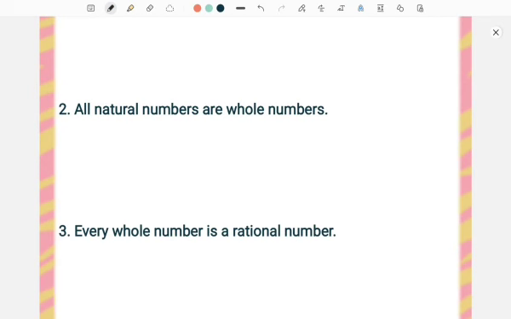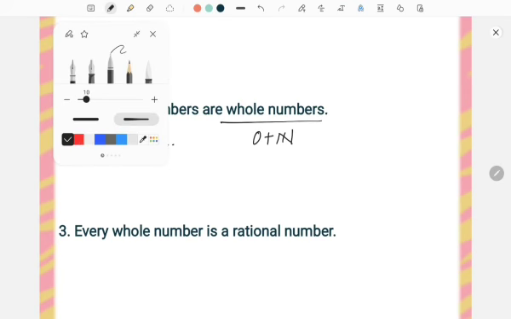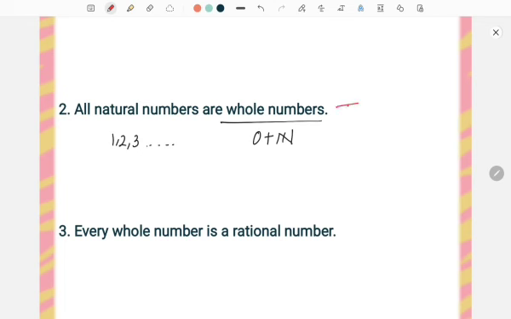Coming to the second one, all natural numbers are whole numbers. Okay, so natural numbers are 1, 2, 3 and so on. Whole numbers, what are whole numbers? 0 plus the set of natural numbers, right? So already all natural numbers are a part of whole numbers. So the given statement is true. That means all natural numbers are actually whole numbers.